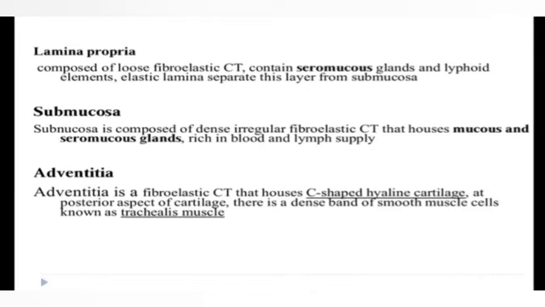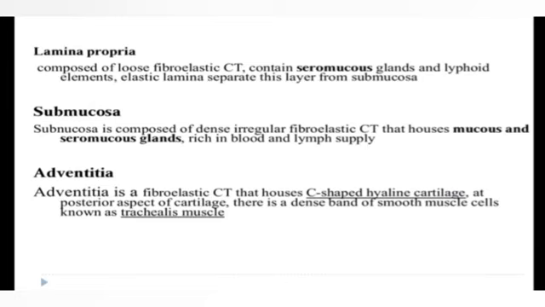Lamina propria of the trachea is composed of loose fibroelastic connective tissue, and it contains seromucous glands and lymphoid elements. The elastic lamina separates this layer from the submucosa, and in the submucosa, which is dense irregular connective tissue, there are mucous and seromucinous glands. This is rich in blood and lymph supply.